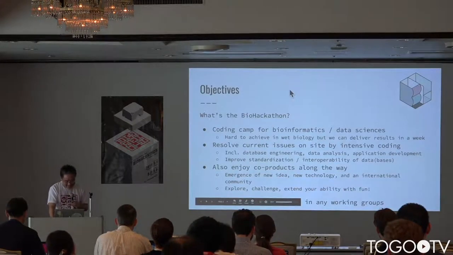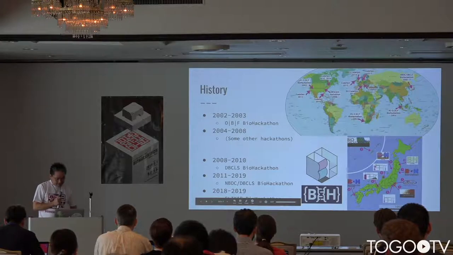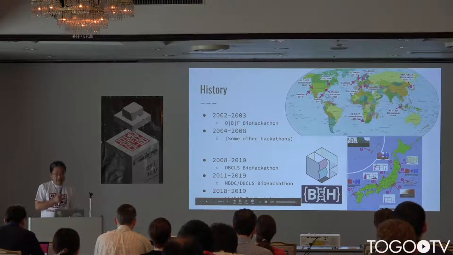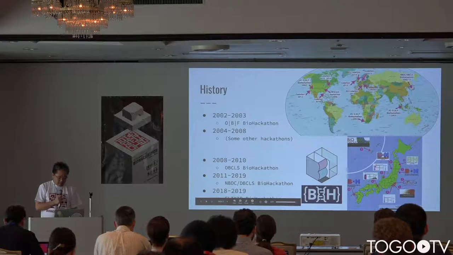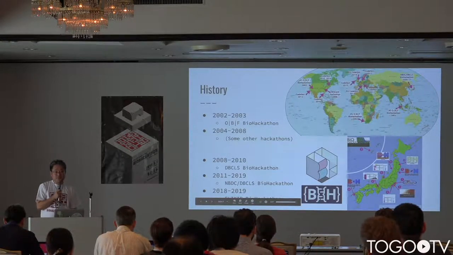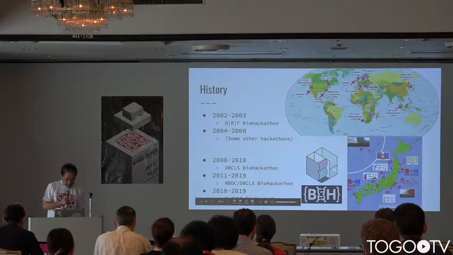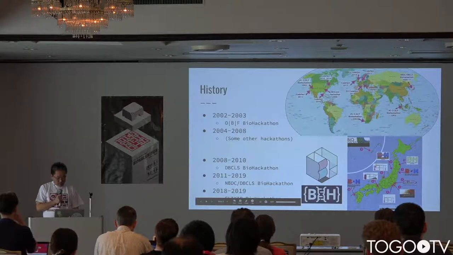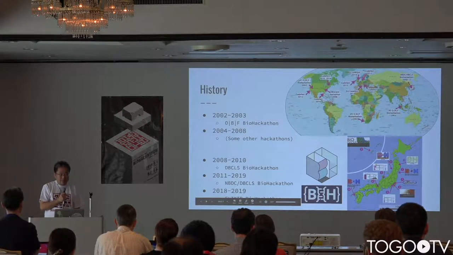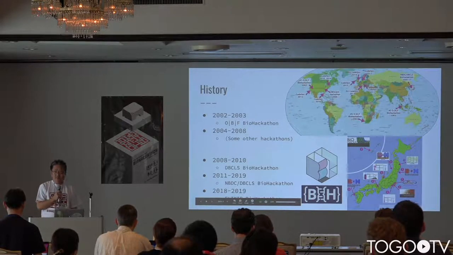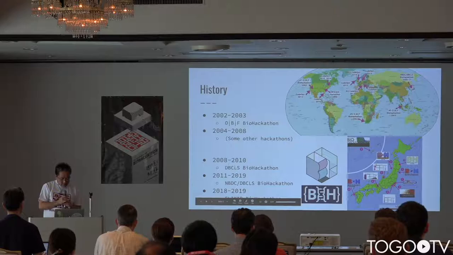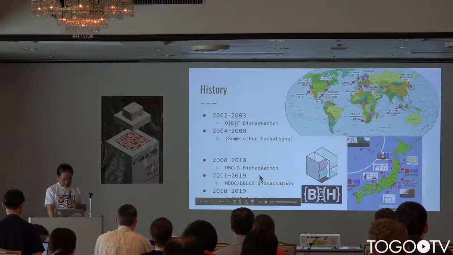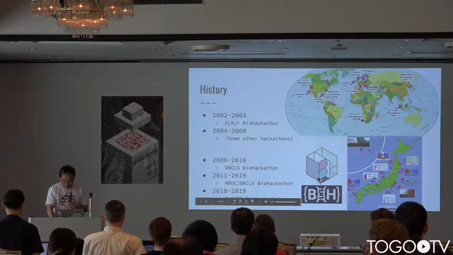Okay. So the brief history of the hackathon is here. The first BioHackathon meeting was held in 2002, operated by Open Bioinformatics Foundation and led by Ivan Barney. And there were several other BioHackathon meetings during 2004 to 2008, but we started our DBCLS BioHackathon in 2008. And this is our 12th BioHackathon meeting. And last year, ELIXIR also started a European version of the hackathon meeting, and we are collaborating together.